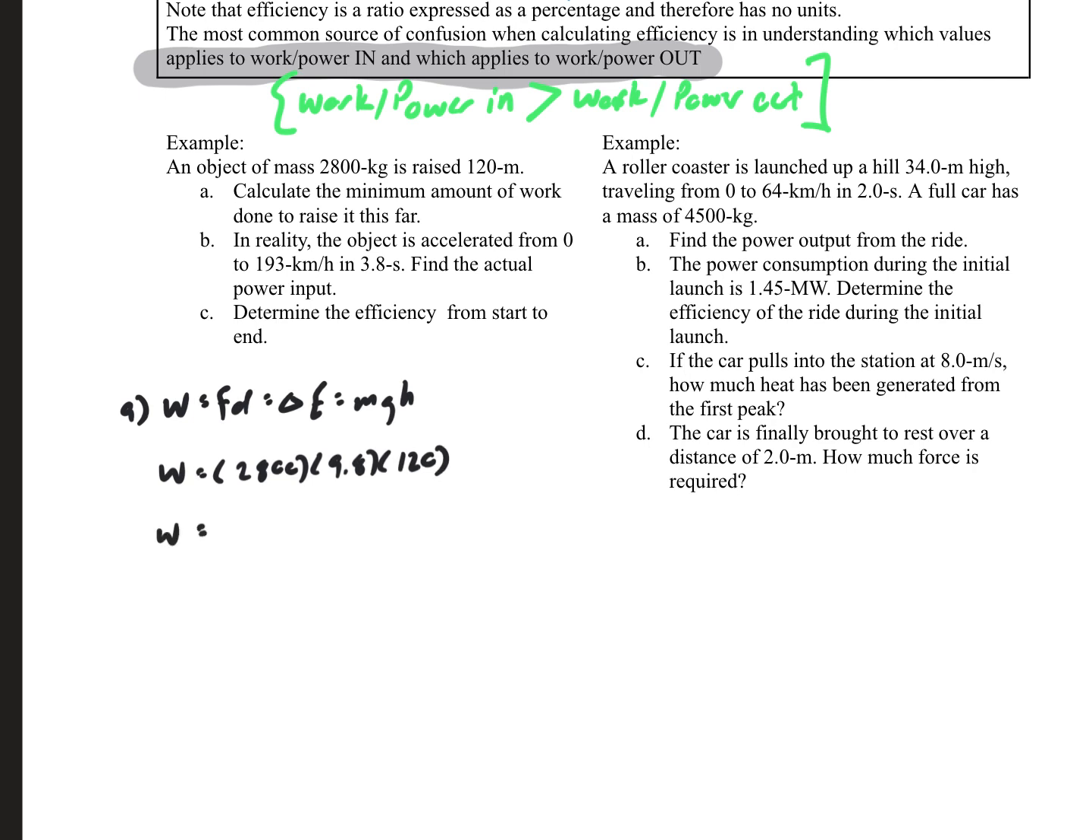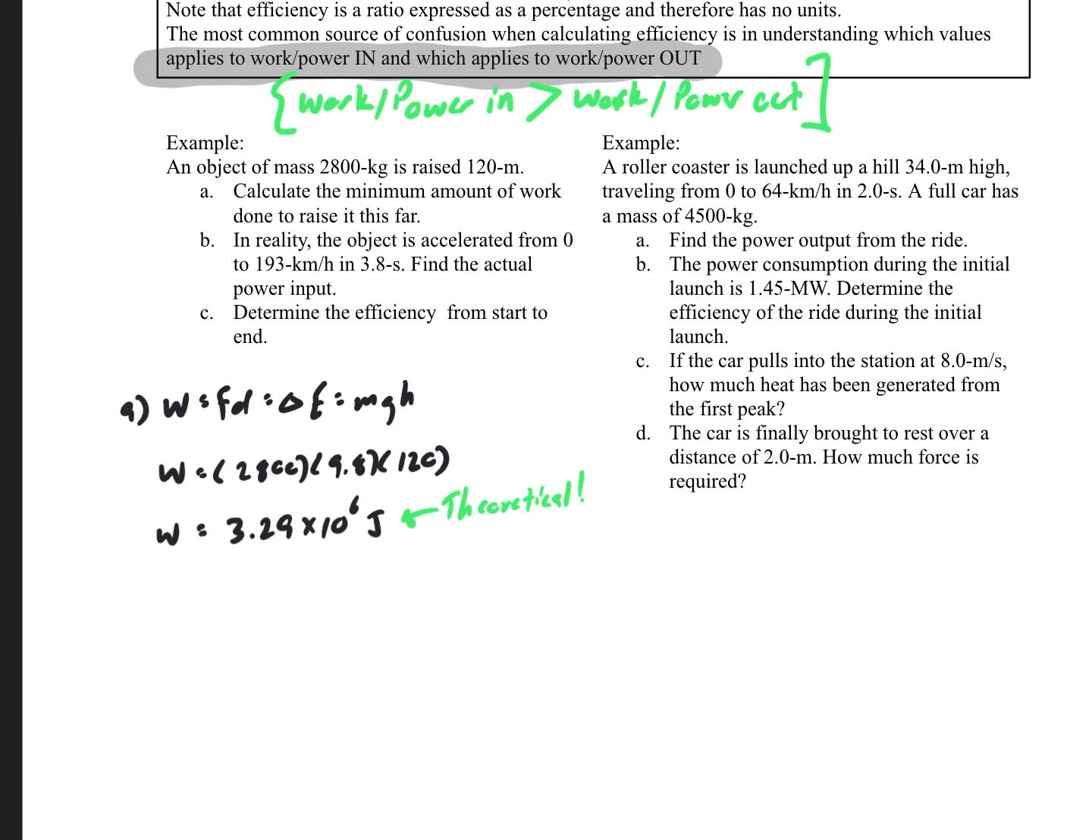So I get a work value of about 3.29 times 10 to the 6 joules. And so remember, this is a theoretical value. All right, we might have to use that here in a little bit.